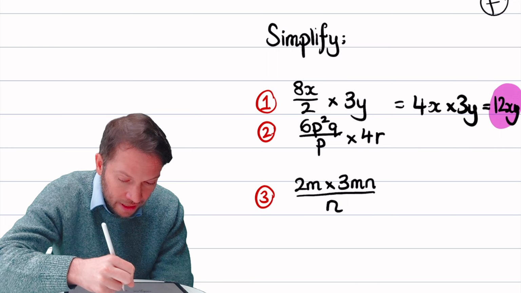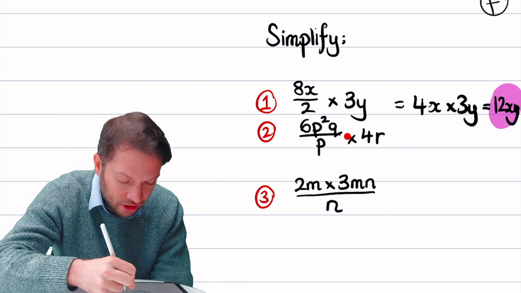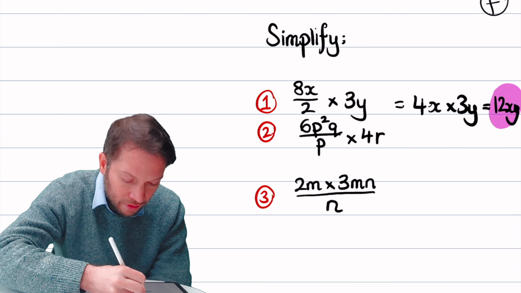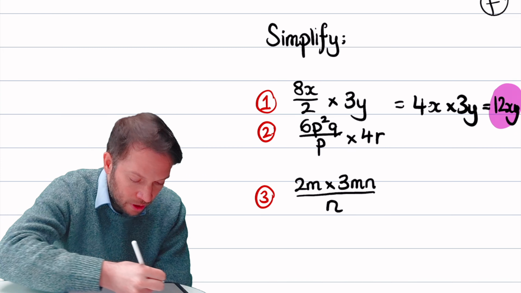Right, the next one. Again, we want to simplify this division first before we do the multiplication. So what are we going to have? We're going to have 6 divided by, well, there's no number there. We just leave the 6 as it is. So we're going to have 6.